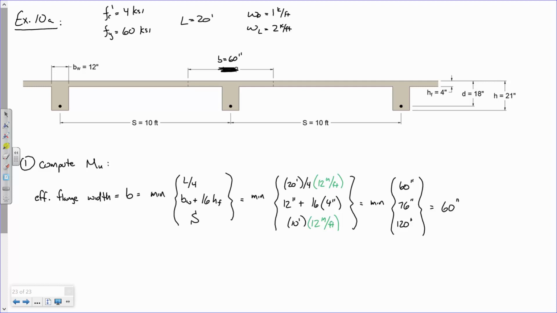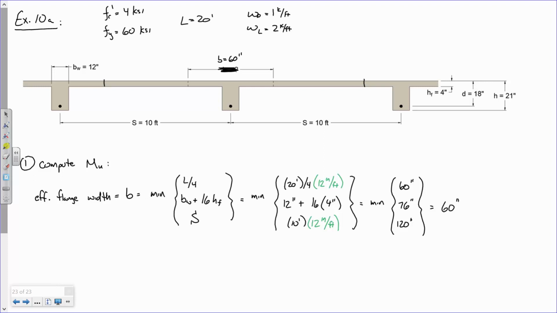Now I want everybody to have a crystal clear understanding of what B is. B is how much of that slab we are considering effective in resisting load. In other words, if I put force on that beam, how much of that slab can I consider to be effective in transferring load to that beam? And I'm saying 60 inches. So I am also saying over here 60 inches and over here 60 inches. So far so good?